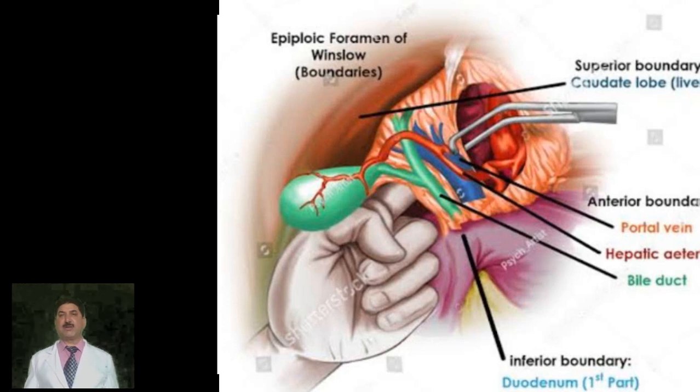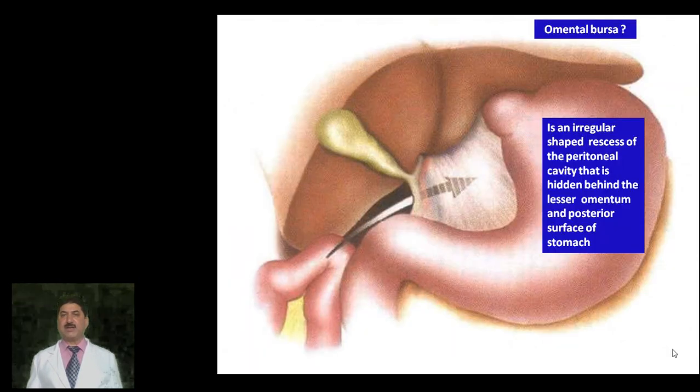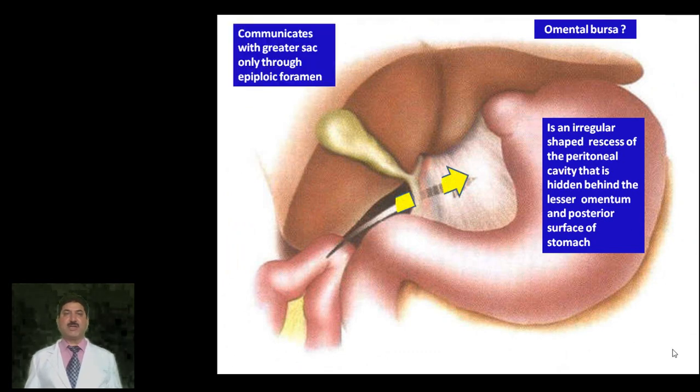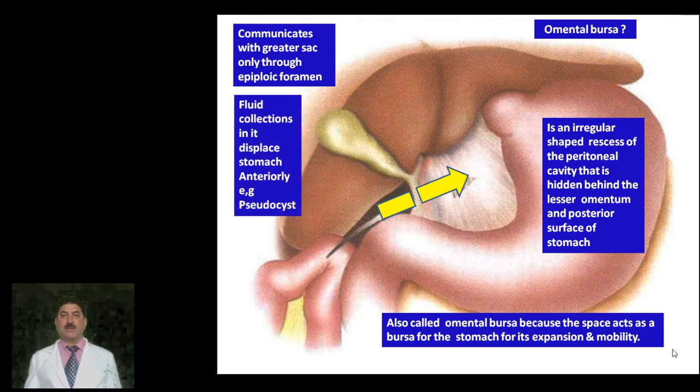Lesser sac is also called omental bursa. It is an irregular shaped recess of the peritoneal cavity that is hidden behind the lesser omentum and the posterior surface of the stomach. It communicates with the greater sac through the epiploic foramen. It is called omental bursa because the space acts as a bursa for the stomach for its expansion and mobility. Fluid collection in it displaces the stomach anteriorly, as occurs in pseudocyst of pancreas.